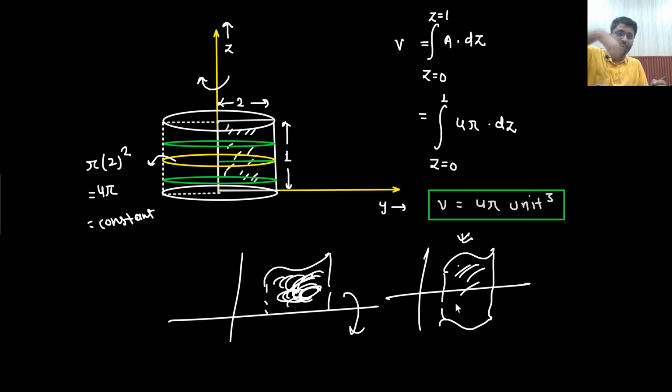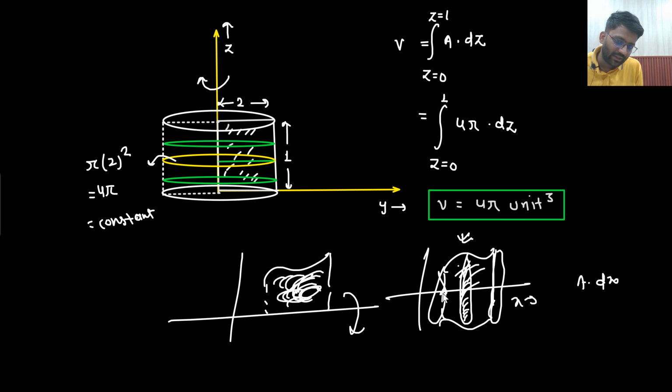Since you are rotating, you will end up getting circles in this manner. In between you will assume a circle and write down its surface area, and then you will integrate. Let's just say this is your x-axis, then you will integrate for the length x going from A to B. This will represent the volume.